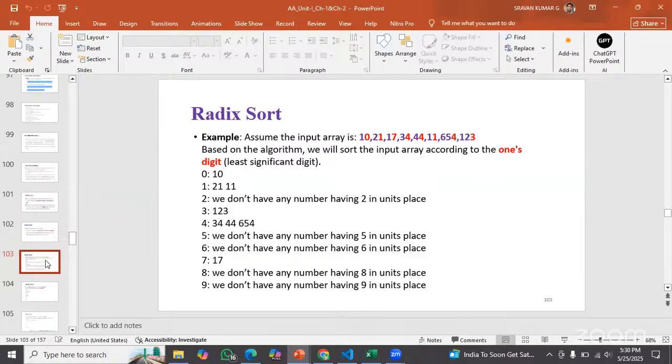Coming to radix sort. Radix sort is a sorting technique based on place values. First the unit place values will be sorted, then the tens position values will be sorted, then the hundreds position values will be sorted. After that, all will be combined together to give the final output. So it is basically a sorting technique based on the place values of the given numbers.